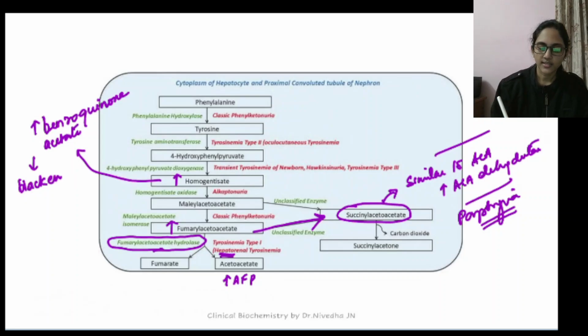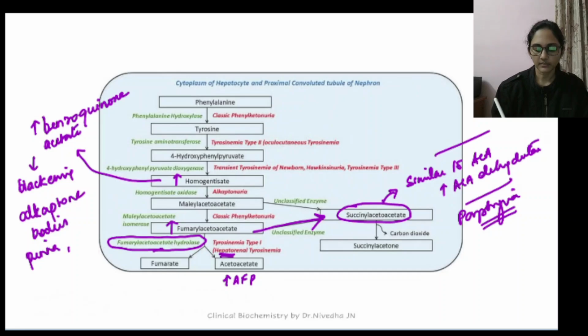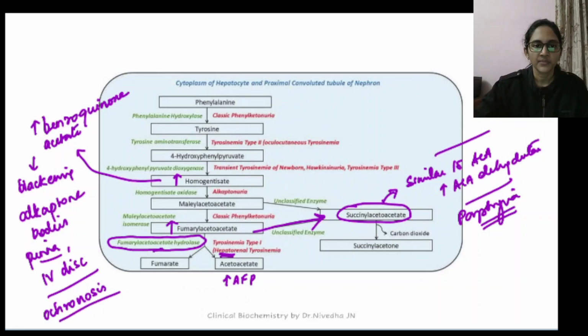So this causes blackening of urine, and not just blackening of urine. What else does it cause? It causes alkaptone bodies, and it gets deposited in your pinna, intervertebral disc. That will lead on to what is called ochronosis. Yes, you need to understand these points here. So this is all about your alkaptonuria.